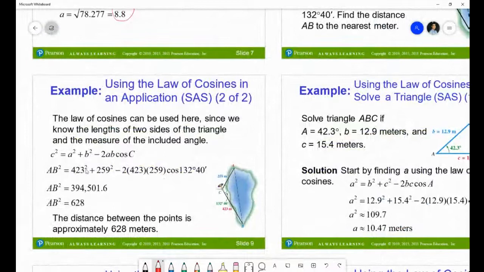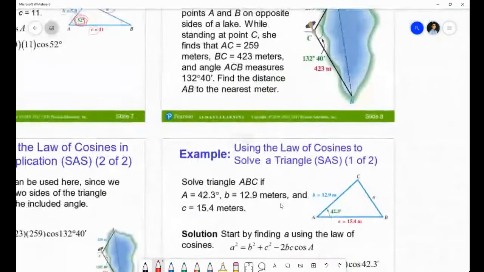All right, so we see how to set it up. The side that we want to find is AB, so that's our unknown side. We're going to put that on the left-hand side. And the two known sides are 259 and 423. Each one of those gets squared, minus 2 times each one of those times cosine of the angle opposite from the side that we want, which is 132 degrees and 40 minutes. And so I'll plug it in.